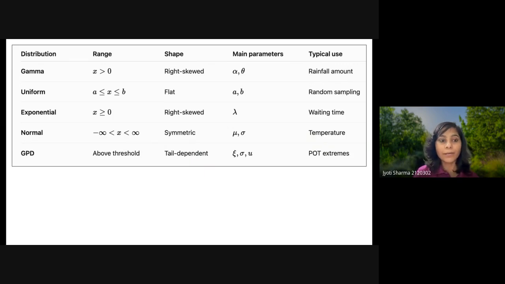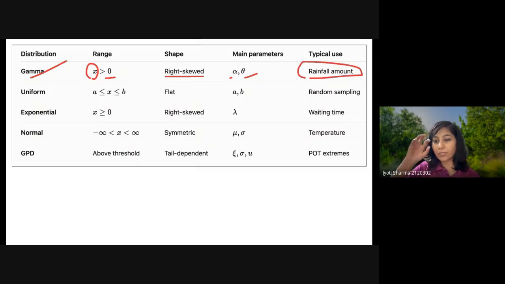So the gamma distribution is when your value is more than 0. It is mostly right skewed. And here the main parameters that we need to calculate are alpha and theta. We will talk about this. And typically, if we want to calculate the probability for some particular magnitude of rainfall value, then we can go for this gamma distribution. As I told you, this is flat one. So we are using it just for random sampling. This is not the real case.